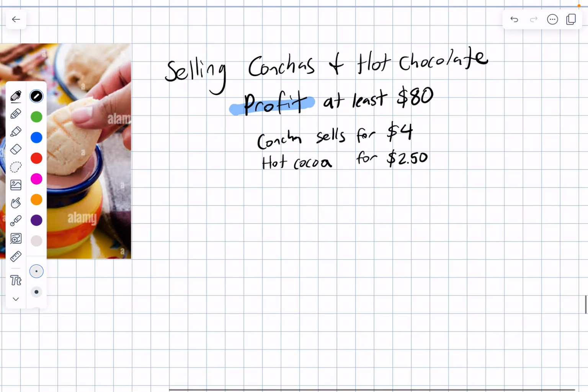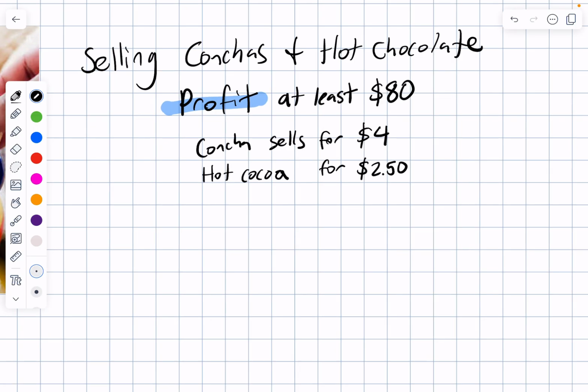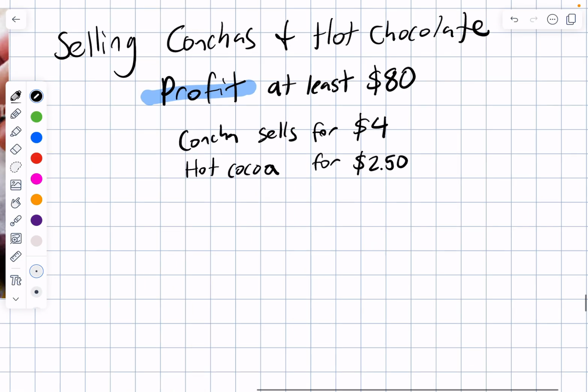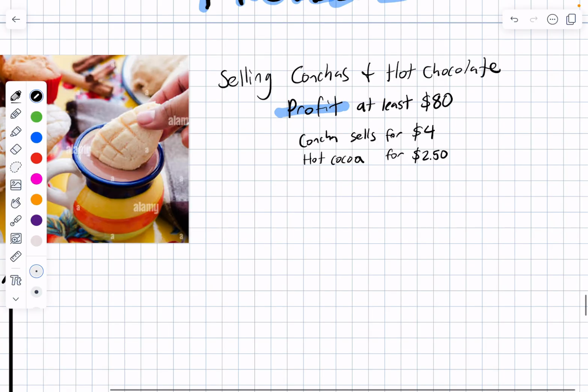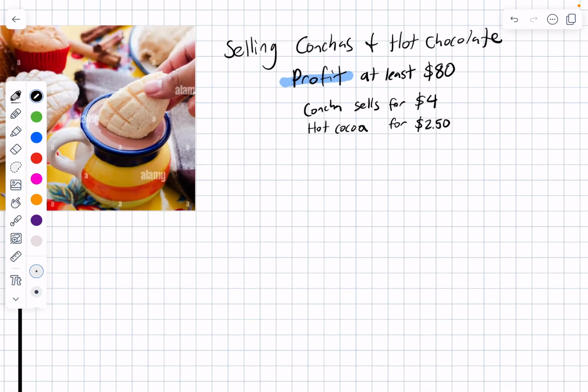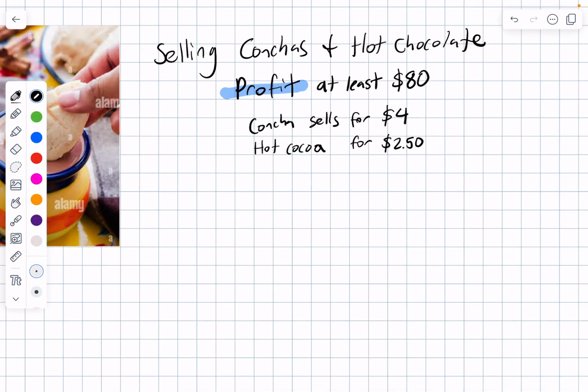That means could we make more than $80? That would be great. However, that's how much we at least need. I guess the profit wouldn't be $80, it'd be the total money we make. So then that will cover our expenses. So let's think about this. Let's use x as the number of conchas, y as the number of cups of hot chocolate.